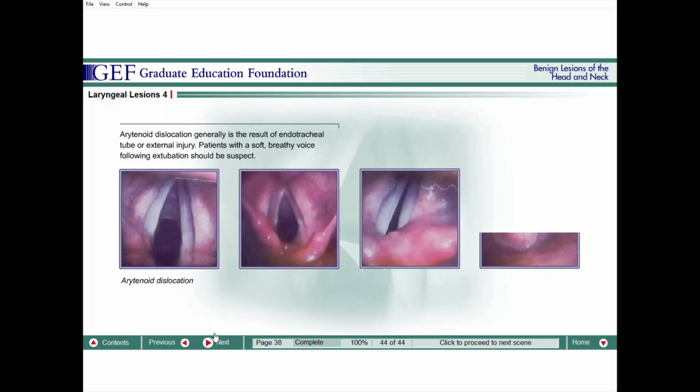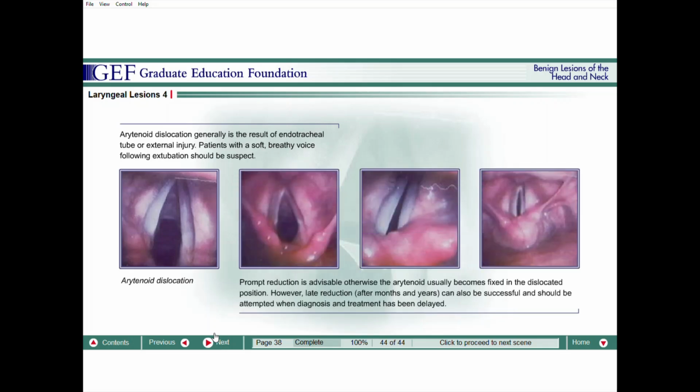Arytenoid dislocation generally is the result of endotracheal tube or external injury. Patients with a soft, breathy voice following extubation should be suspect. Prompt reduction is advisable, otherwise the arytenoid usually becomes fixed in the dislocated position. However, late reduction, after months and years, can also be successful and should be attempted when diagnosis and treatment has been delayed.